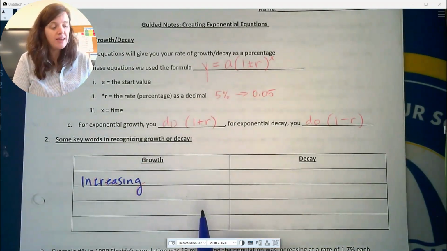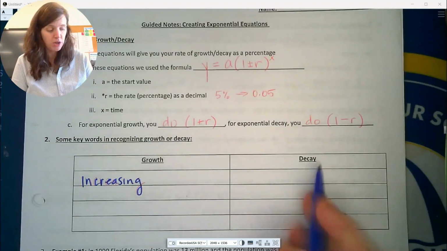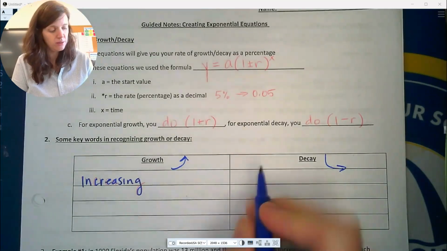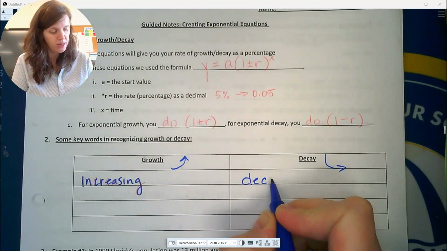Increasing. And the opposite of that, if we're talking about decay, something going down. Remember, growth is something that goes up and decay is something that goes down. Well, the opposite word would be used: decreasing.